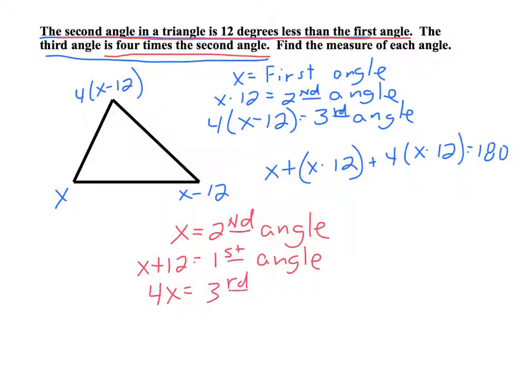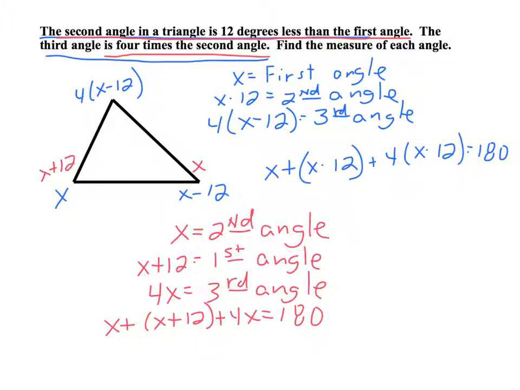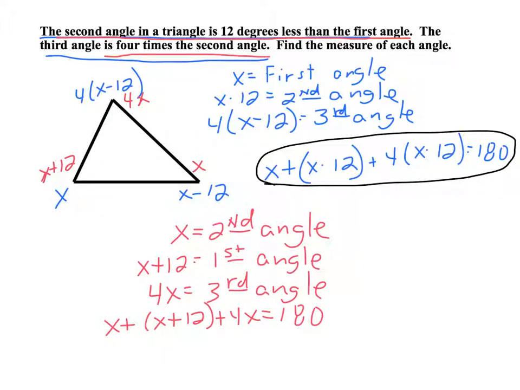So now I have a different equation. Now my equation is x plus (x plus 12) plus 4x is equal to 180. And this time, as far as labeling my figure, x is the second angle, x plus 12 is now the first angle, and 4x is the third angle. Notice that in both of these cases, I have different equations, and I am going to be getting different answers.